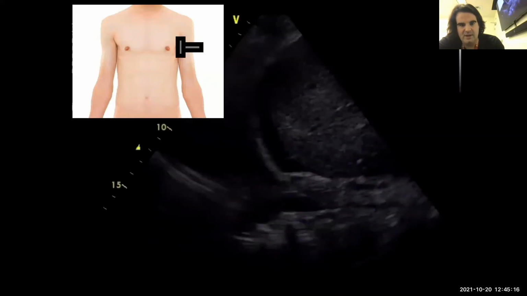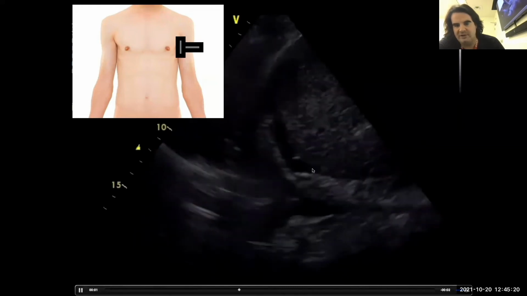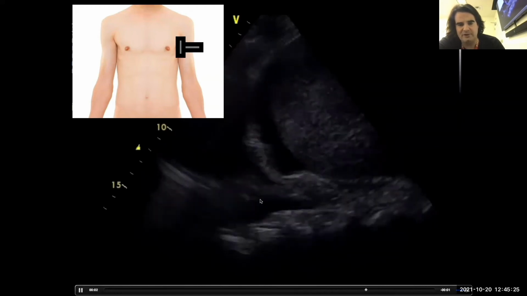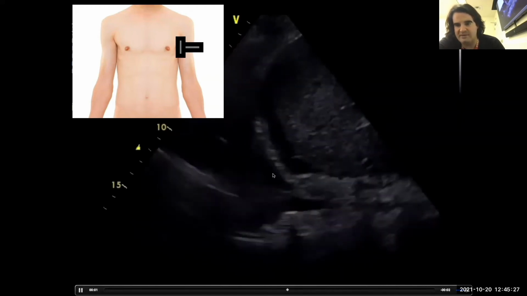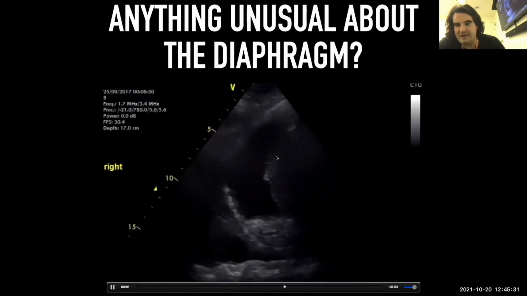Moving on to the left side here, it looks a little more normal. It's a little bit lower, still somewhat high. There's the diaphragm, the spleen, and there's a pleural effusion, but it's not as impressive as the right side. Now, anything unusual about this diaphragm on the right?